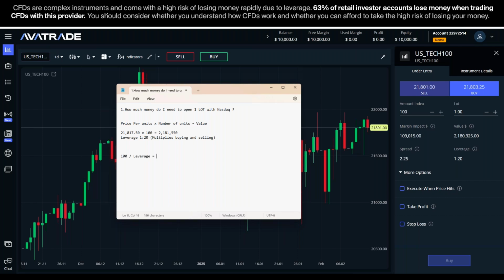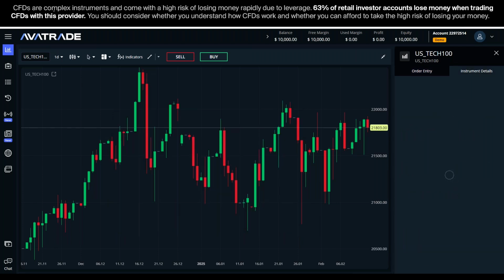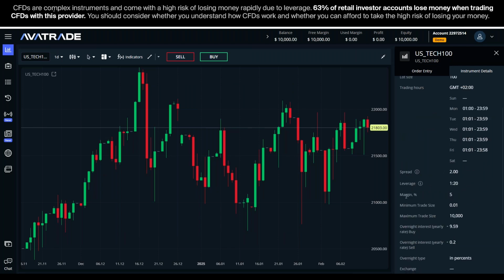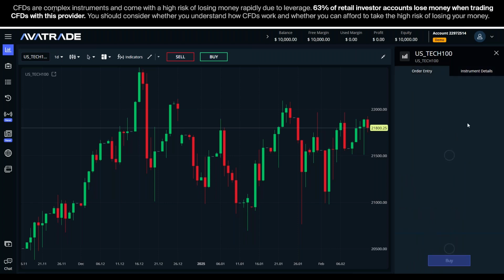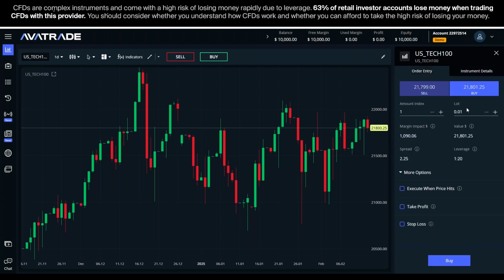Just a second. What I wrote in here is, you don't need to know that. You don't need to know this equation because you can find it in here. If I go to instrument details and scroll down, we can see the margin here is 5. 5 what? 5%. 5% of what? 5% out of the total value of this position.